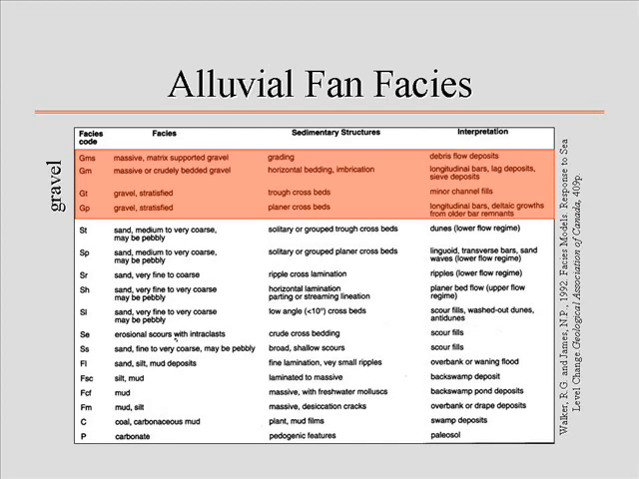For example, GMS is massive matrix supported gravel. The sedimentary structures, grading, meaning that it was coarser in the bottom, finer in the top. The interpretation is debris flows. All right, so this allowed you literally to go through the entire thing and say, here's all the different facies based, in this case, on the differences in grain size, and then put the interpretation here afterwards. You don't mix descriptions, results, if you wish, with the interpretations.